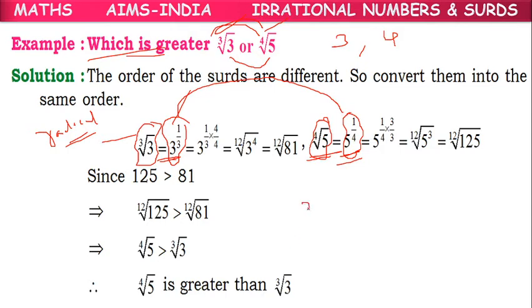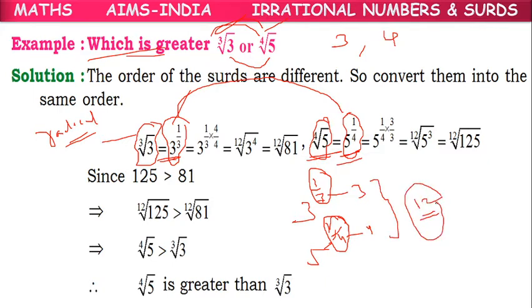In the exponents of 3 to the power of 1 by 3 and 5 to the power of 1 by 4, we have fractions with different denominators. Here it is 3, here it is 4. We have to make them fractions with the same common denominator. For that, we have to take the LCM of 3 and 4, which is 12.